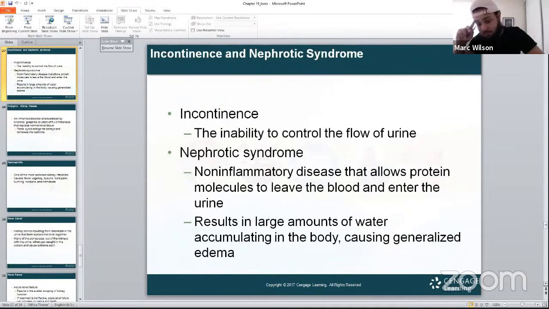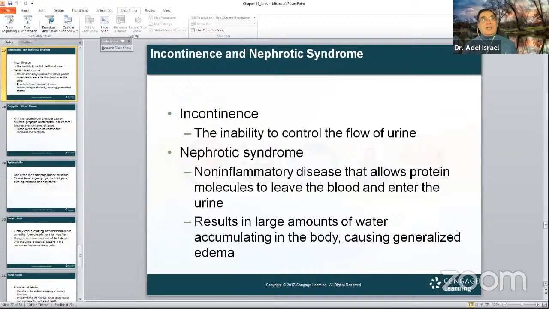Another disease is nephrotic syndrome. It is a non-inflammatory disease that allows protein molecules to leave the blood and enter the urine. As you know, guys, when we learned together at school how we perform urine analysis, we mentioned that protein should not show up in urine normally. A normal person does not show protein in their urine.